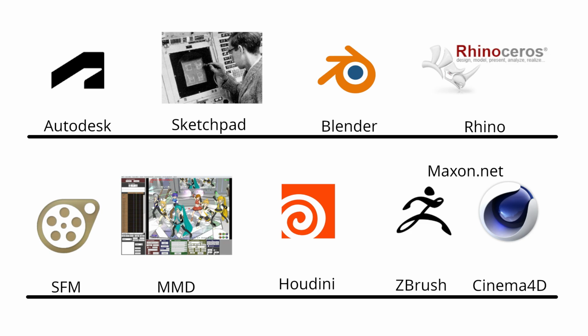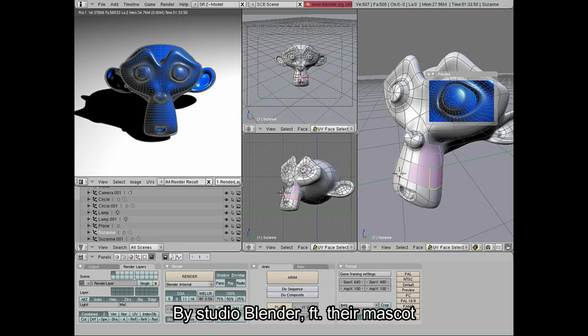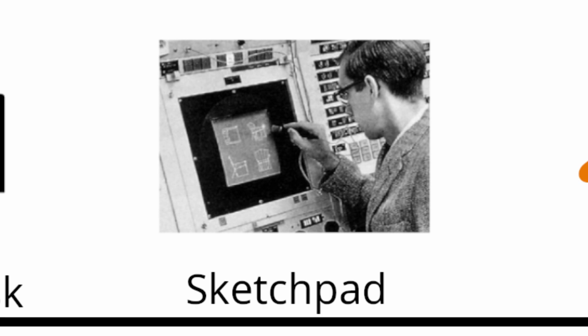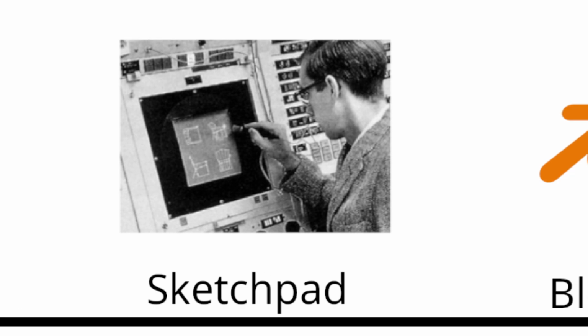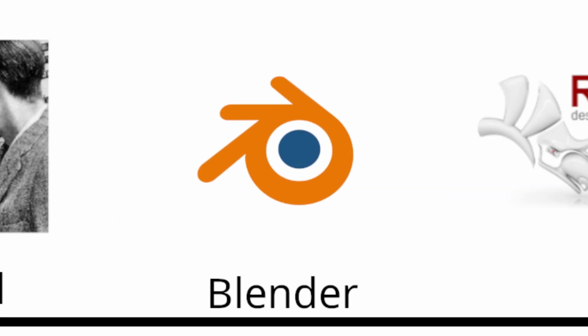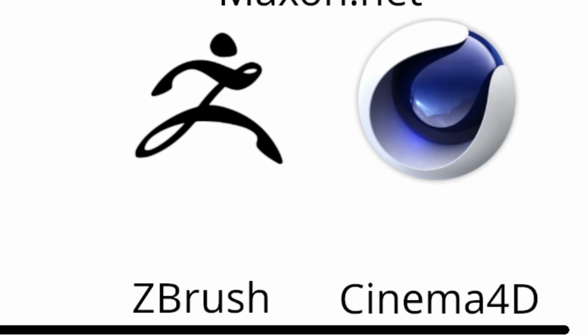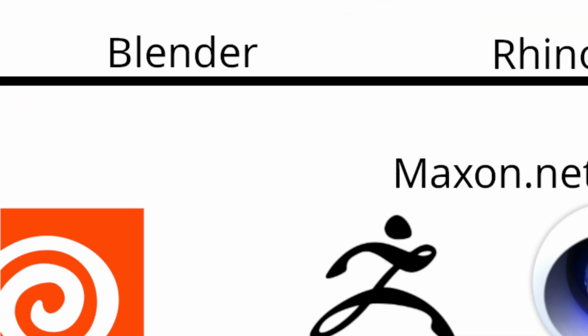Now, we cannot continue modeling without the necessary tools. The tools are any software or app that lets you create and style the model. The most popular ones are Autodesk, the first ever 3D software was Sketchpad, the free and open source Blender, and of course dancing 3D modeling software like SFM, Source Filmmaker, and MMD, Miku Miku Dance. Others are ZBrush, Cinema 4D, Rhino, and Houdini.